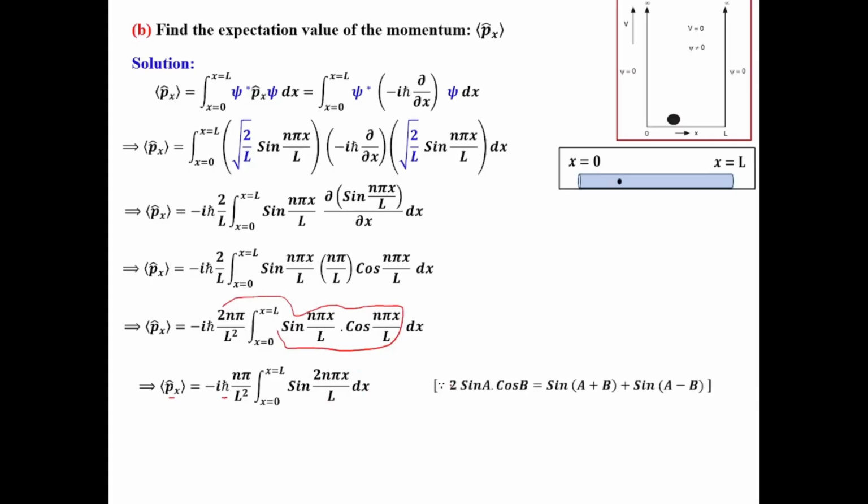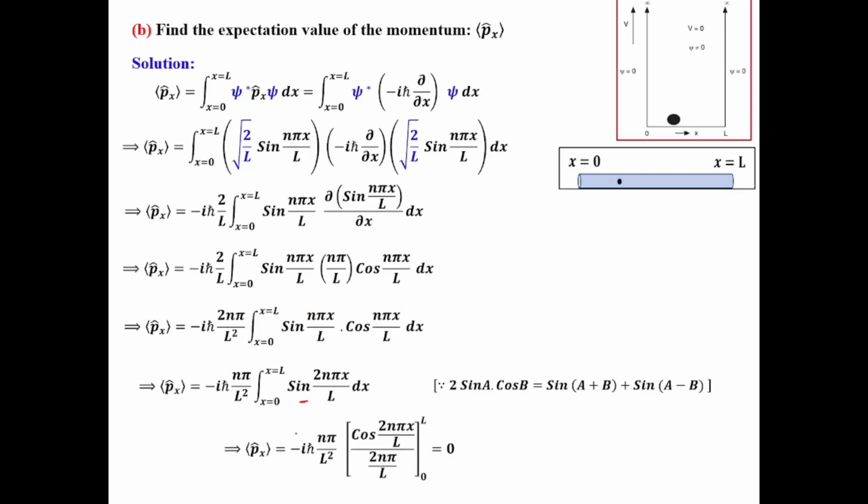Why and how? Because we know that 2 sine A cos B is nothing but sine A plus B plus sine A minus B. Here consider this one is your A and this one is your B. Here A and B are both equal. So the first term will be sine A plus B, which means sine 2n pi x by L. Then the second term is sine A minus B, which means sine 0, and so on, dx. Right? Okay.